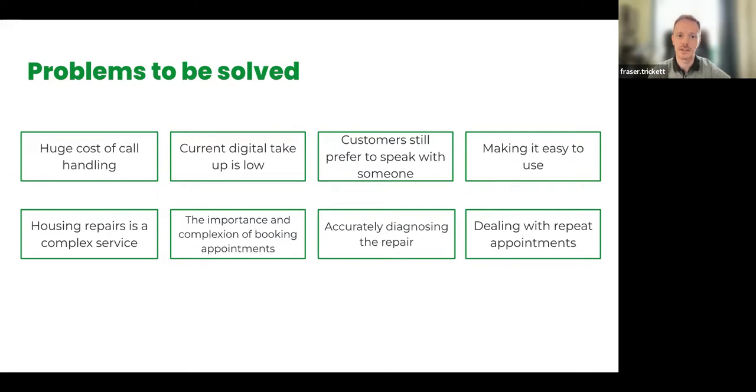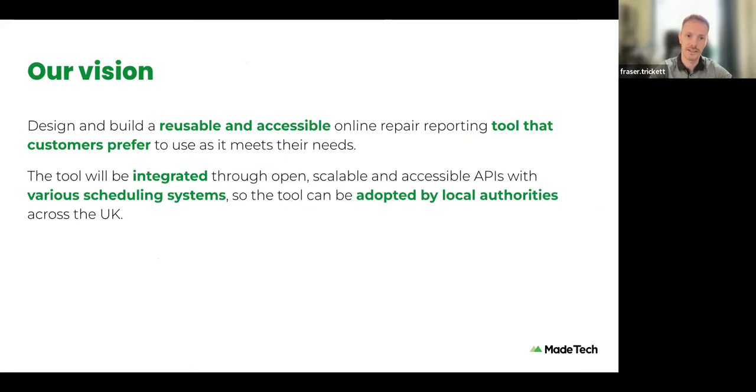So we wanted to do something that was really nice and easy to use on this and flip that thinking around so that this was designed around the needs of the user, but also to make something that was reusable for other authorities as well, which leads me nicely onto the vision that we set out at the beginning of this project. And that was to design and build a reusable and, really important, accessible tool that allowed online reporting that customers prefer to use as it meets their needs. And a tool that would be integrated through open, scalable and accessible APIs with various scheduling systems so that it can be used by as many authorities as possible.